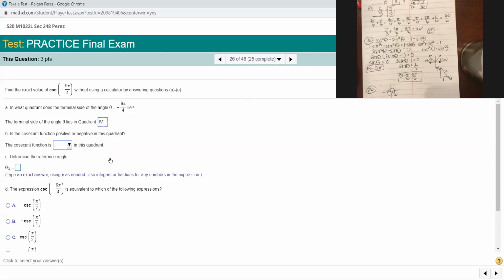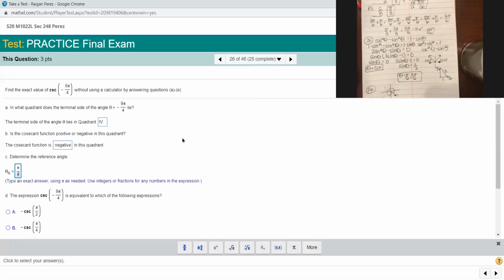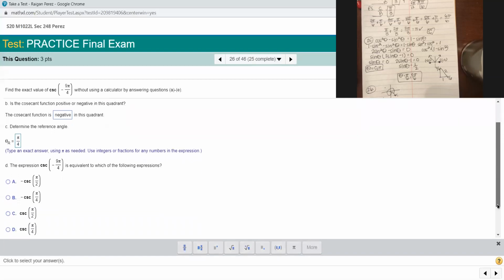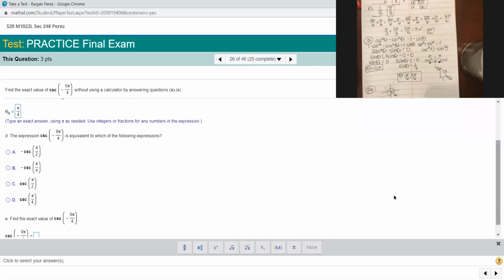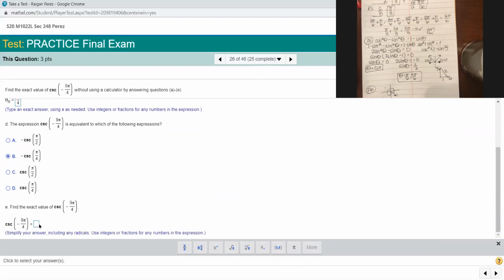Cosecant goes with sine. All students take calculus, so cosecant is negative in this quadrant. The reference angle is pi over 4. So we're looking for the negative of cosecant of pi over 4, because cosecant is negative in quadrant 4. So it's B for that one. And then we just got to write what it is. So I know my answer is negative.